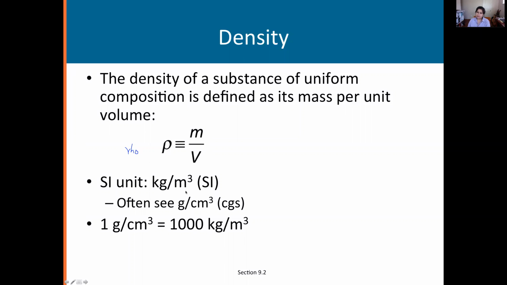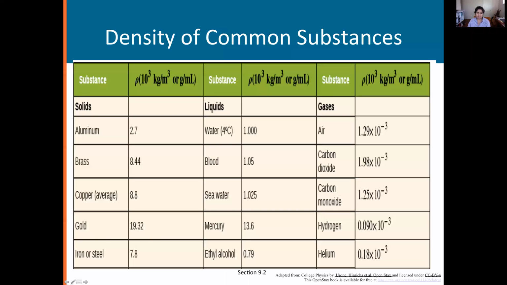However, if you look up density for many substances, you'll find it's often quoted in gram per centimeter cubed. So you need to know the conversion factor, and it's quite easy for you to work it out. If you convert grams to kilograms and centimeters to meters three times, because you have centimeter times centimeter times centimeter, you will find that 1 gram per centimeter cubed equals 1,000 kilograms per meter cubed. So be careful of units in density.